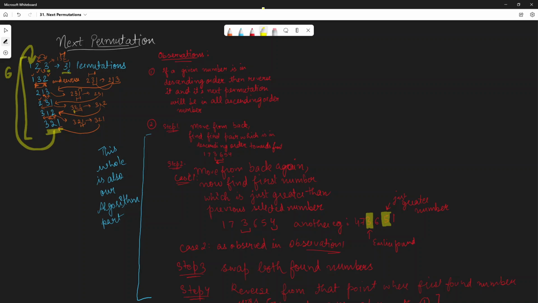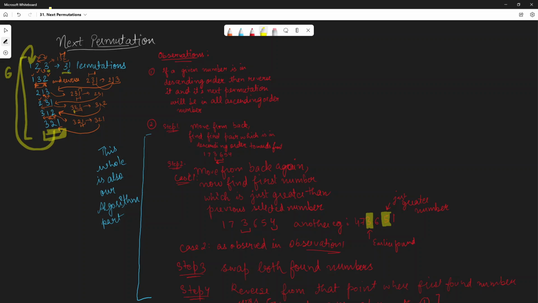Why I have explained this example is just to make you understand how we are required to find the next permutation. While finding the next permutation, we are required to keep specific things in mind about how we would proceed with that particular algorithm, and how our next permutation would look. So from these examples, what I observed was that if a given number is in descending order, means this particular thing.